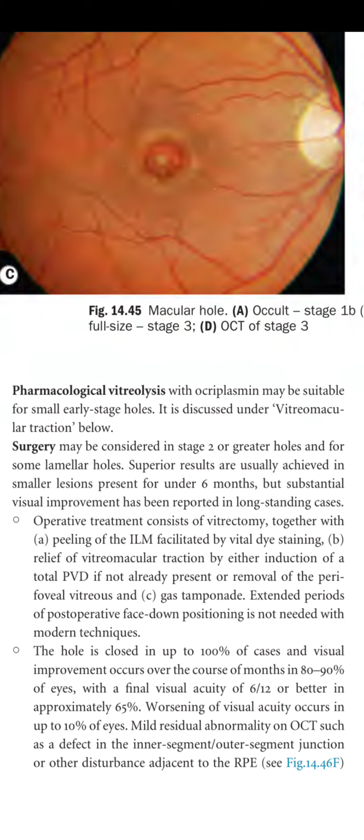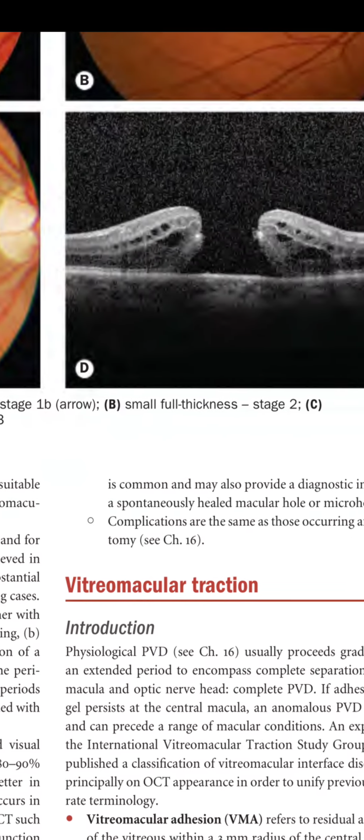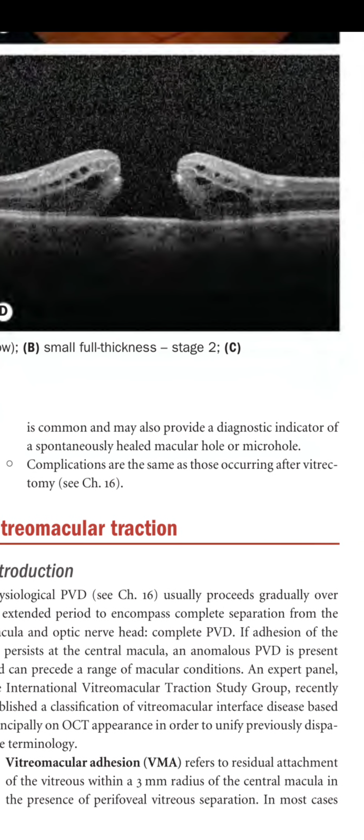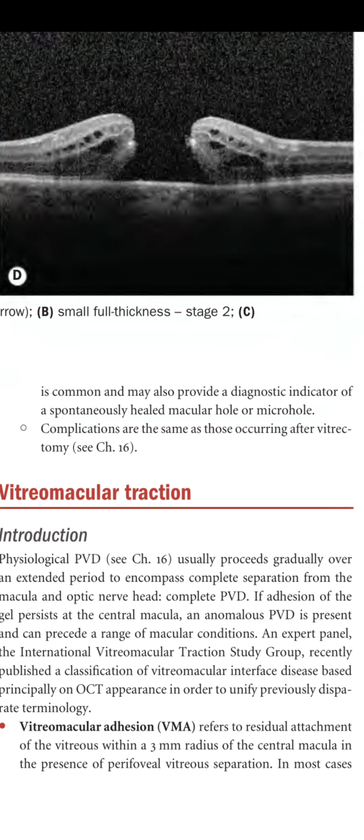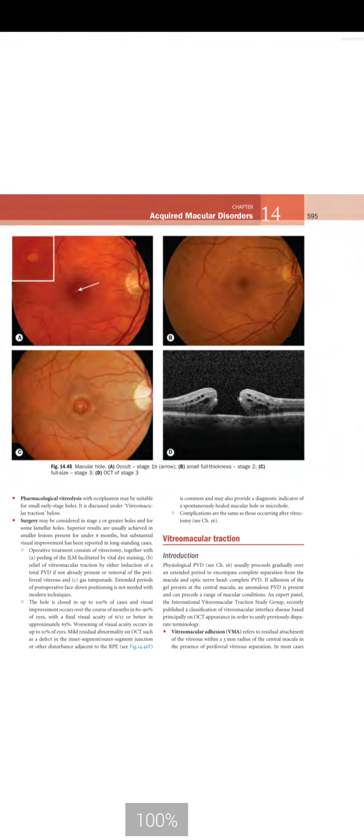Mild residual abnormality on OCT, such as a defect in the inner segment outer segment junction, or other disturbance adjacent to the RPE, is common and may also provide a diagnostic indicator of a spontaneously healed macular hole or microhole. Complications are the same as those occurring after the vitrectomy.